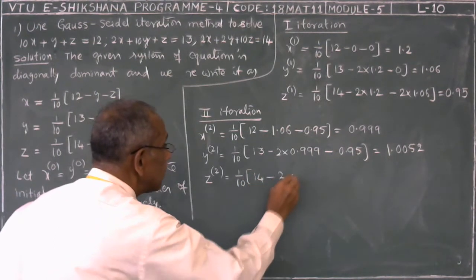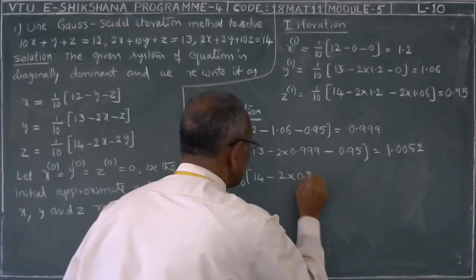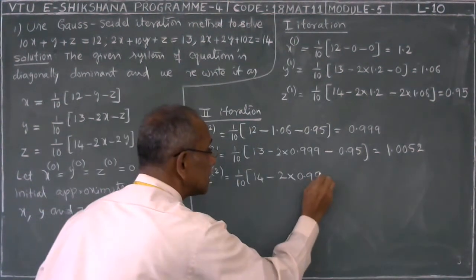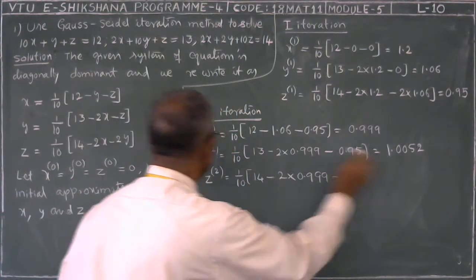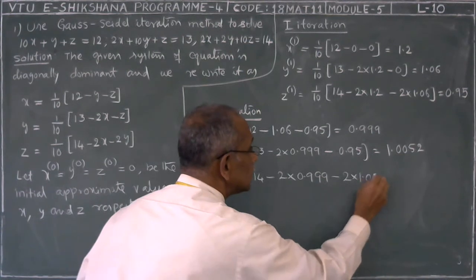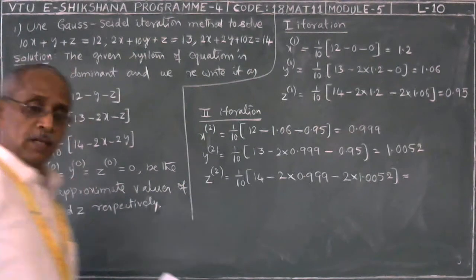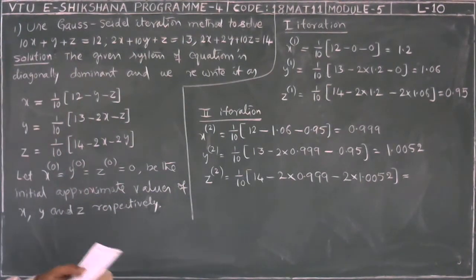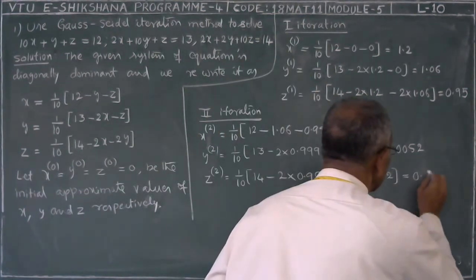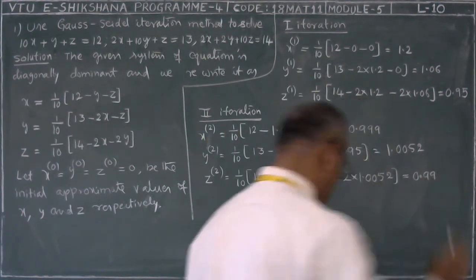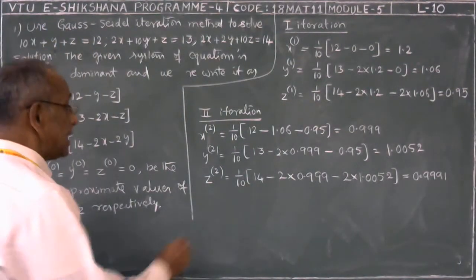z2, is 1 by 10 into 40 minus 2 into x, 2 into 0.999, then minus 2 into y, this value, 1.0052. If you use the calculator and simplify, you get 0.9991.